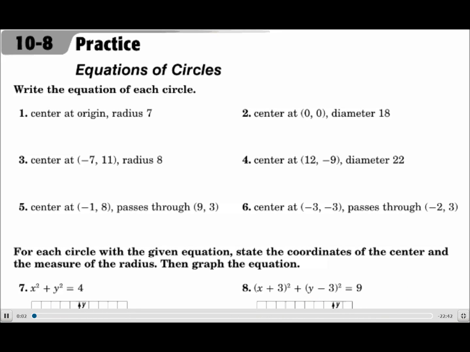This is lesson 10.8, Equations of Circles. Your objectives are to write the equation of a circle and to graph a circle on the coordinate plane.